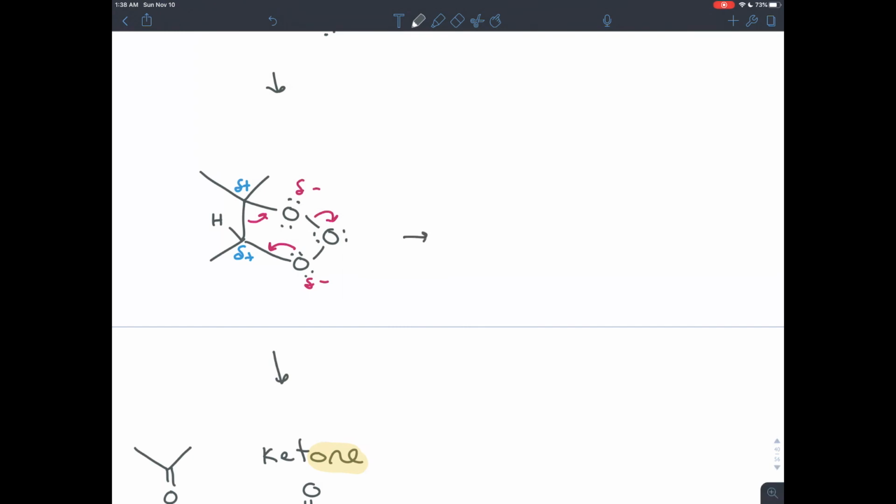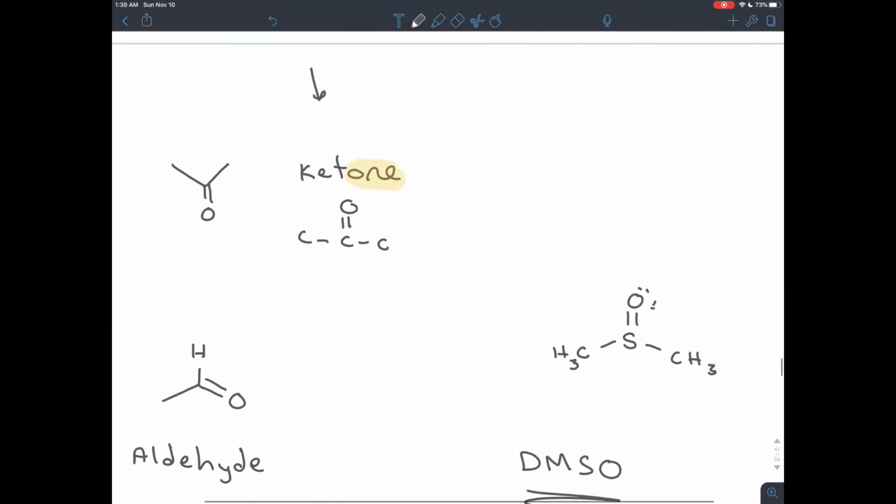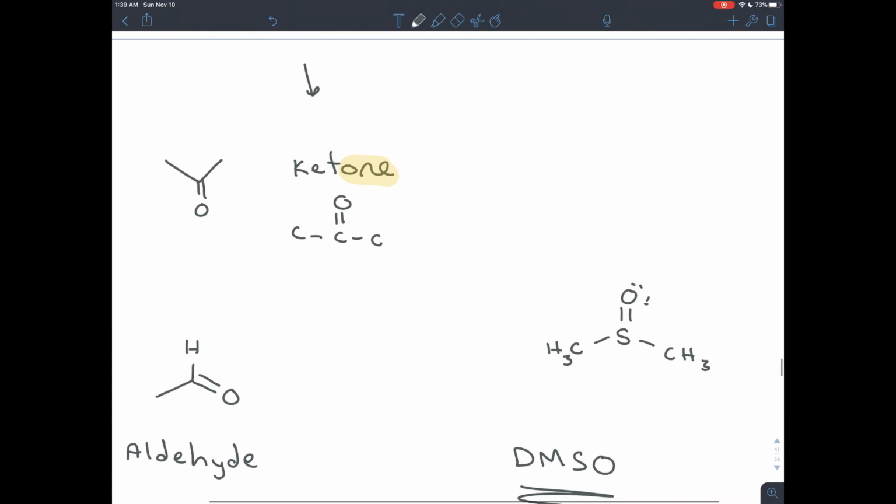So you end up forming a double bond to oxygen, and here, double bond to oxygen with an oxygen there. And this oxygen here eventually gets transferred to dimethyl sulfide to become DMSO. So you end up with those same products that we talked about before.